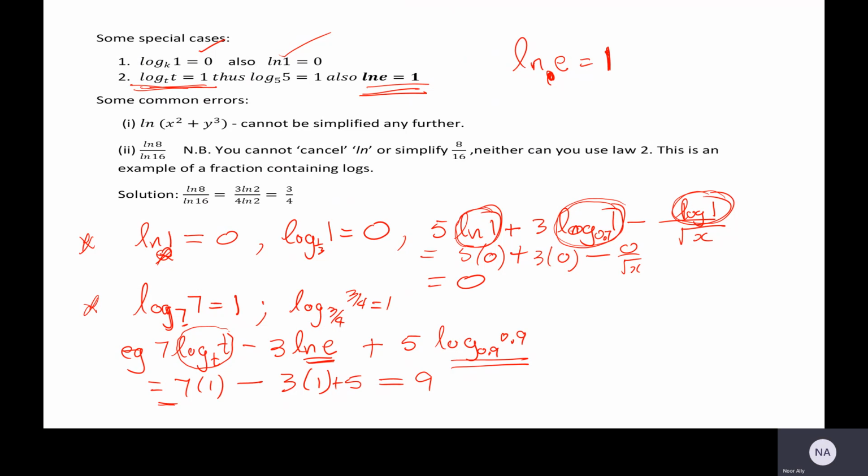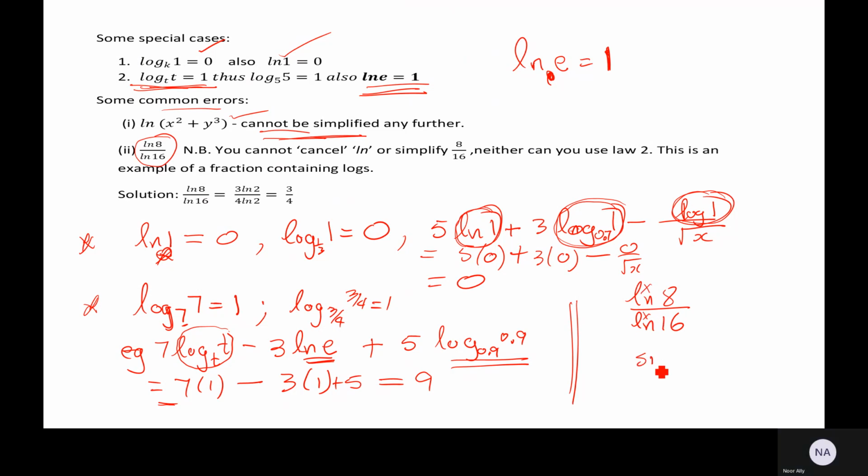I've already, looking at some common errors, emphasized you can't simplify that. And this one, oh, that is a very, very common error. What is the ln of 8 divided by the ln of 16? I don't know how to emphasize the understanding. Can I cancel out that ln with that ln?